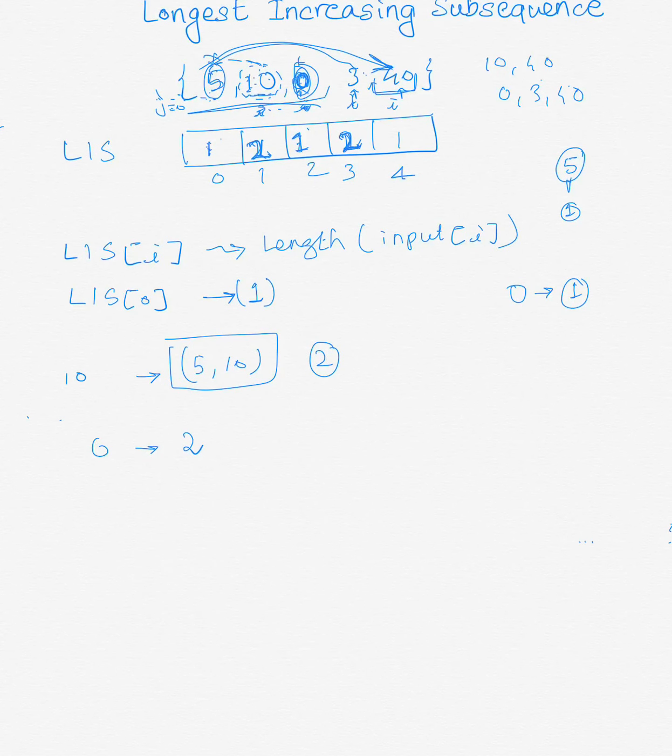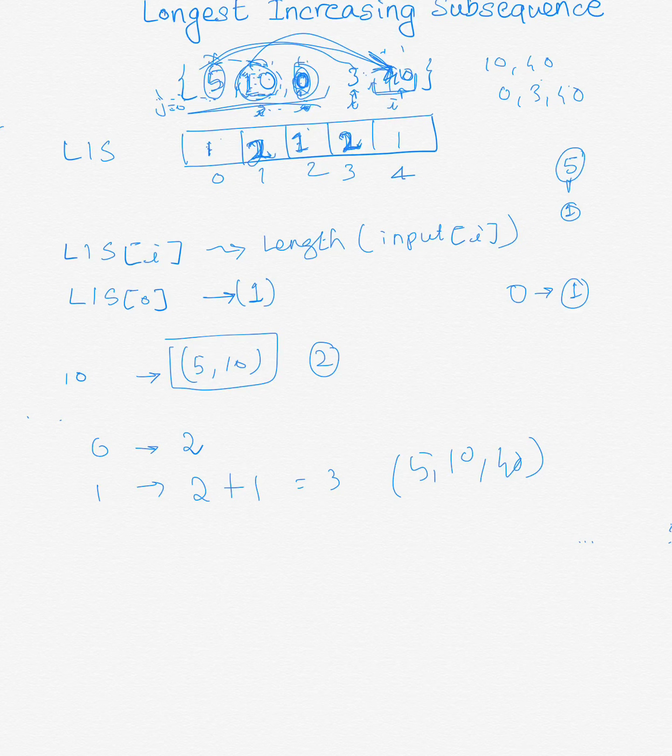Then we move on to the next element, 10. We see that 10 can also form an increasing subsequence with 40. What will be the length of that subsequence? It will be the length of the longest increasing subsequence which ends with 10 plus 1. Now what is the length of the longest increasing subsequence that ends with 10? It is 2. So it is 2 plus 1, because we are adding 40 to it, equal to 3, and the example is 5, 10, 40.